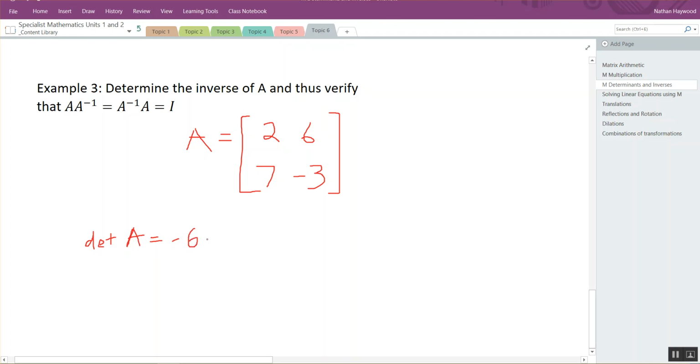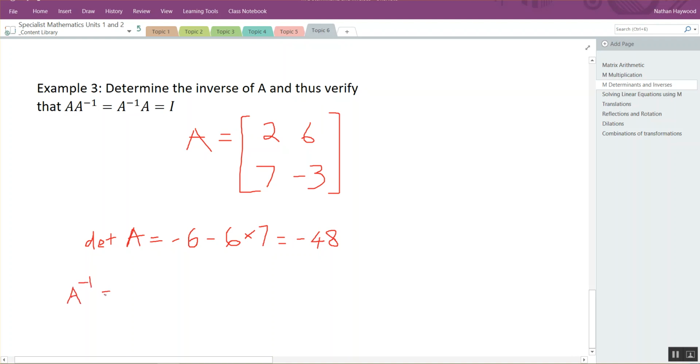Two times -3 is -6, so we're getting there. Minus 6 times 7. So -6 minus 42, -48. See that quick maths? Quick maths. 2 plus 2 is 4.